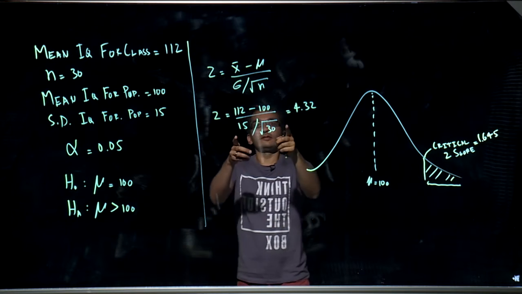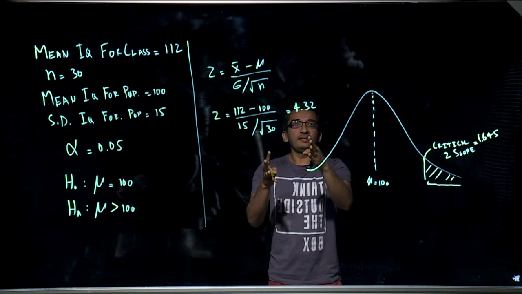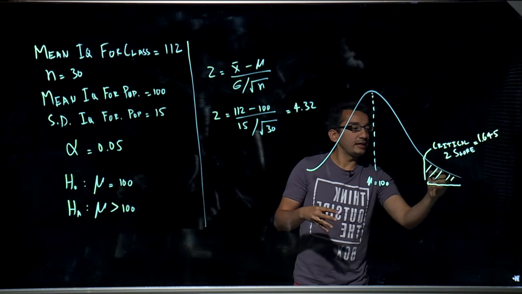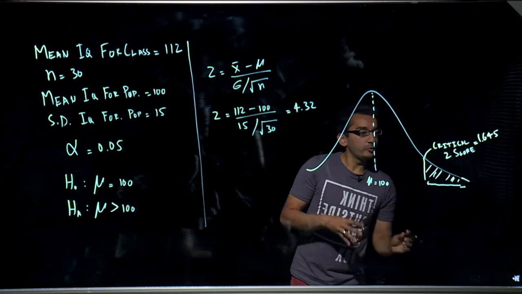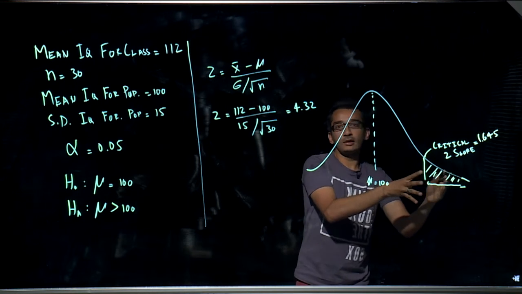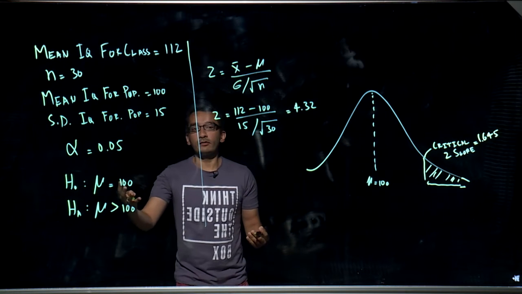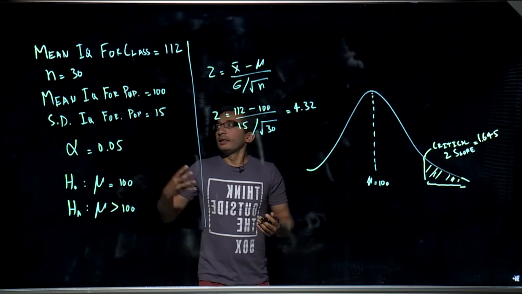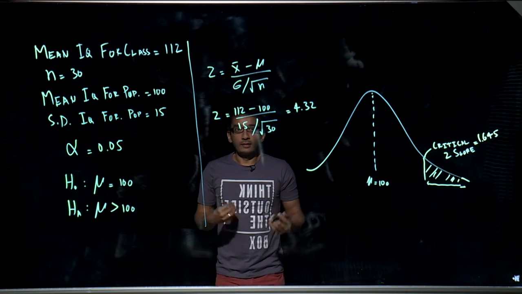So let's compare this z-score to the critical z-score. We can easily see that the z-score is way greater than the critical z-score, which means that it lies somewhere in this region, which means that this number lies in the area of rejection, which ultimately means that we can reject the null hypothesis that mu is equal to 100. And through hypothesis testing, we can actually say that the mean IQ for this class is greater than 100.